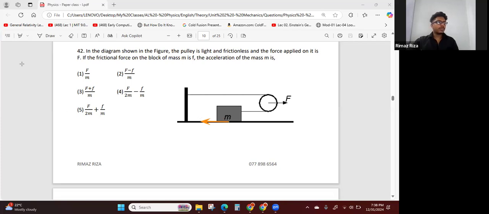Okay. So when we pull this pulley, the mass tends to move to this side. Therefore the friction will be in the opposite direction. So that is given as small f. And you need to find the acceleration of this mass. Let's mark it as a.